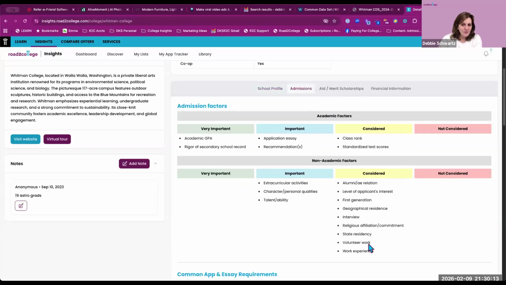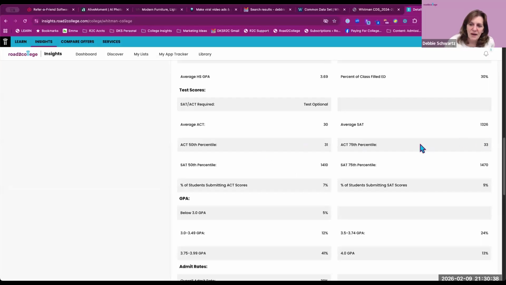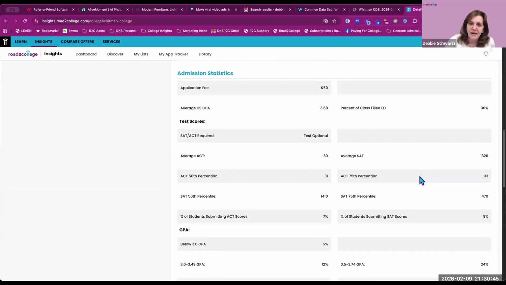Here's the admission factors, which we talked about, which were considered very important. Actually, it's interesting, recommendations were listed as important, but they weren't listed on that common data set like that. But this is the information that they sent into Peterson. So that's kind of interesting. And here's the information about the 75th percentile for the ACT and the 75th percentile for the SAT.